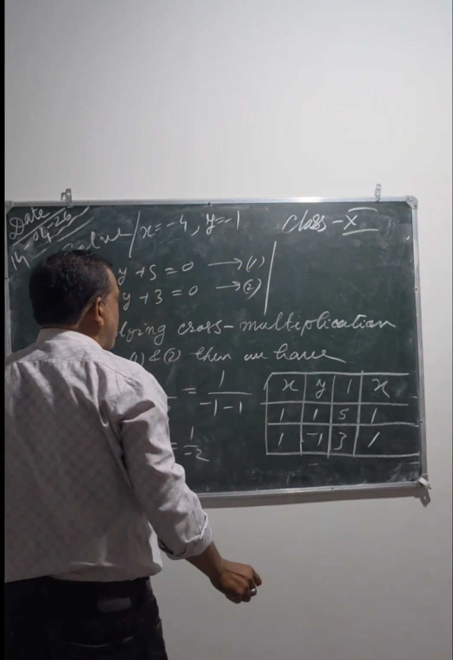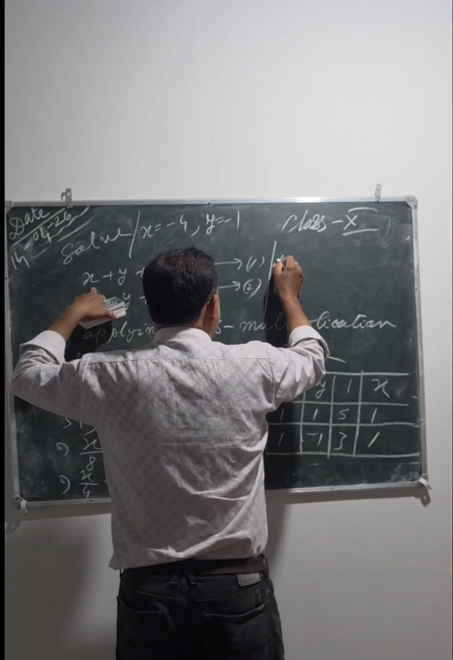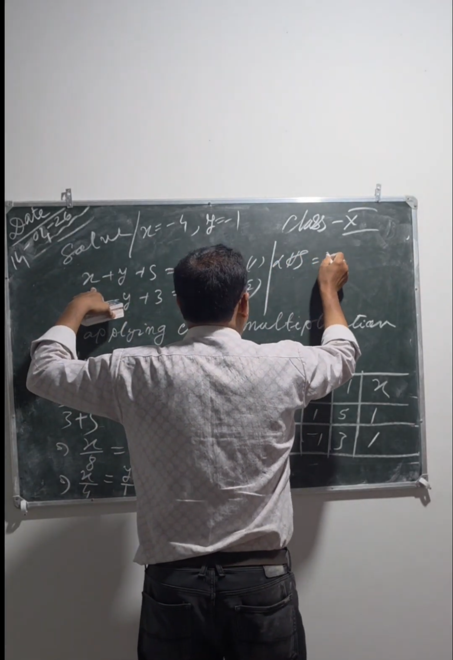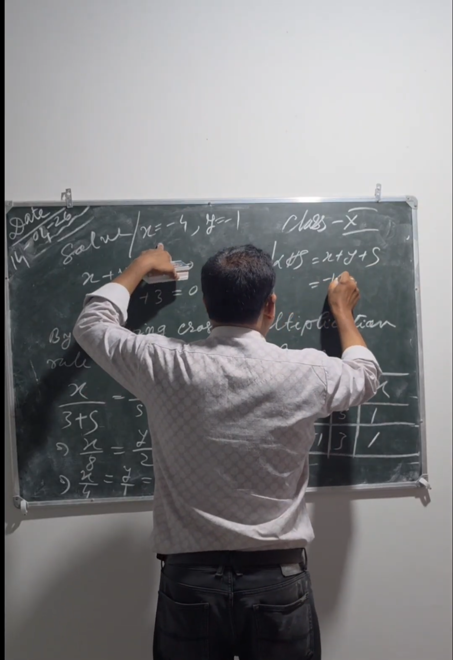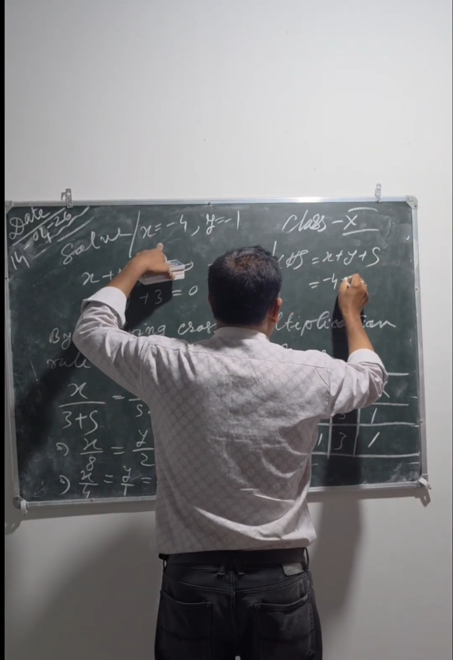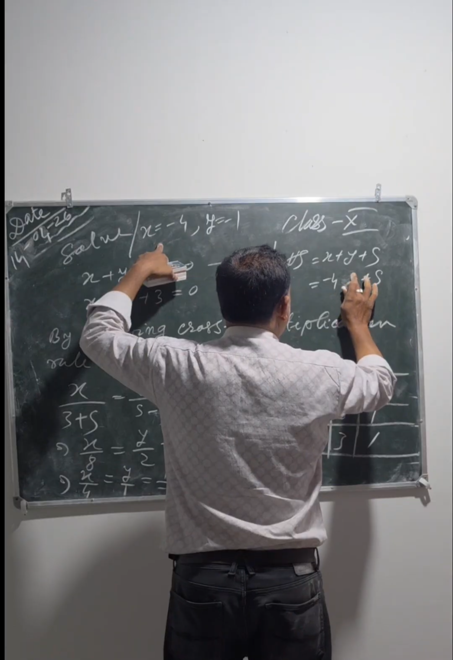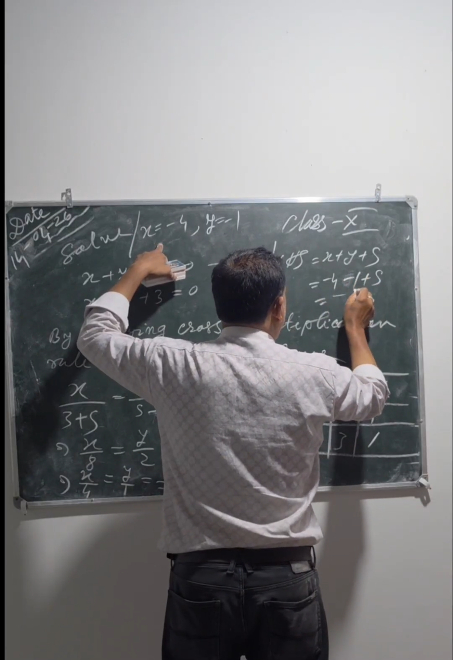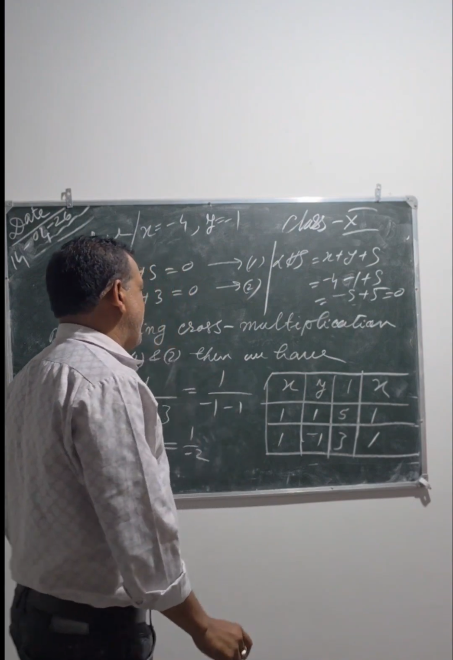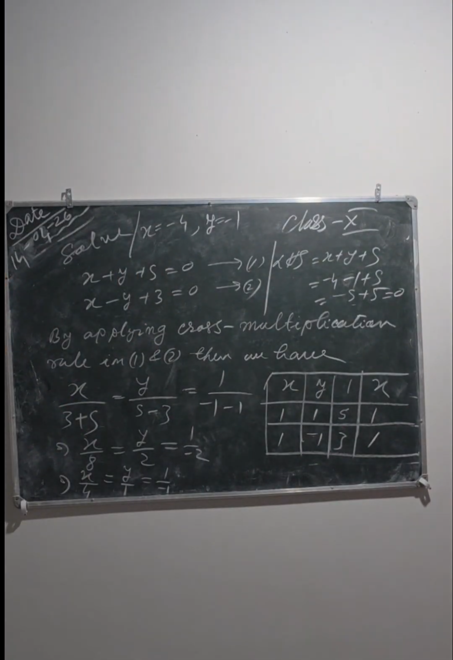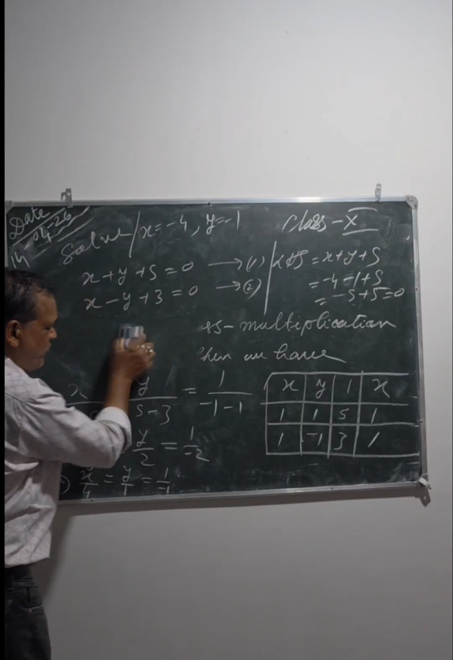So for the verification, let us take the left hand side one. The left hand side one is x plus y plus 5. So the value of x is minus 4 and the value of y is also minus 1, and it is plus 5. So it will be minus 5 plus 5 equals 0. That is, our solution is correct. So in this way, by applying cross multiplication, we can solve this. So let us try to solve the same equation.